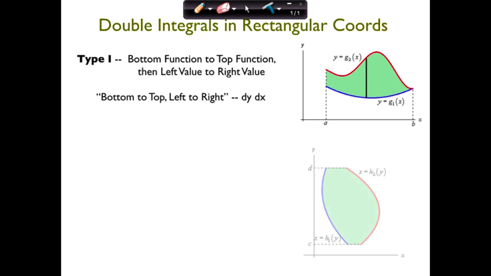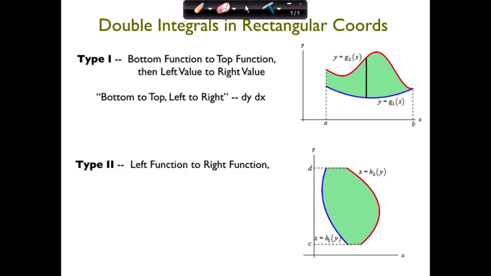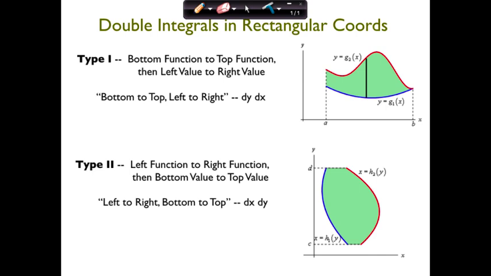Okay, so then what is type 2? Type 2 is where you're conceiving your functions as kind of a left function and a right function. And so in type 2, we go left to right first, and then bottom to top. So that's dx dy. So first, for a constant y, you integrate with respect to x, and then we're going to integrate all of those from bottom to top.